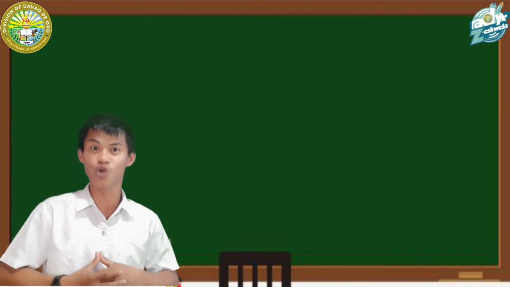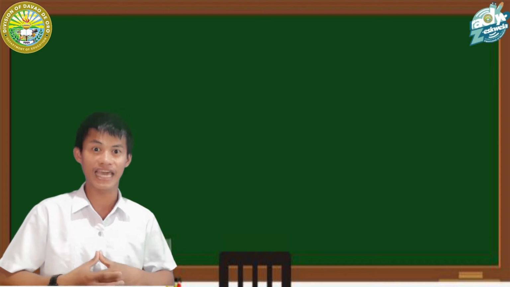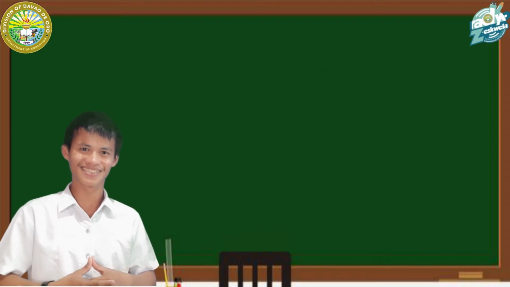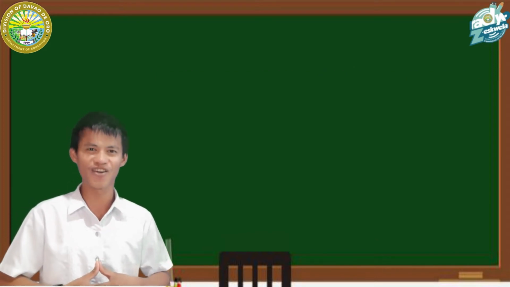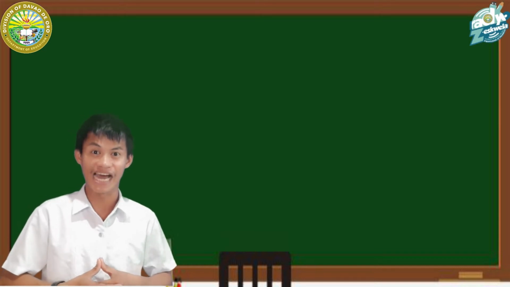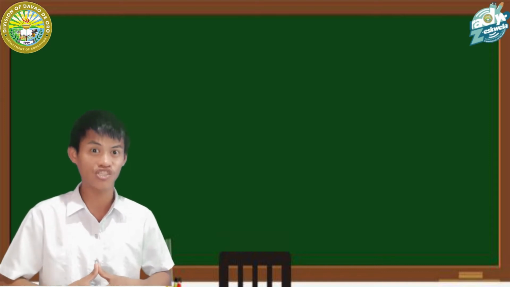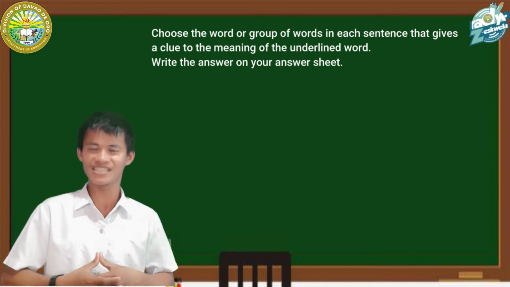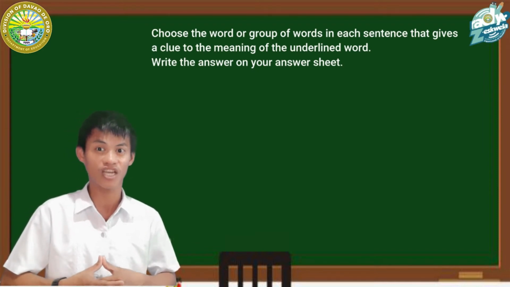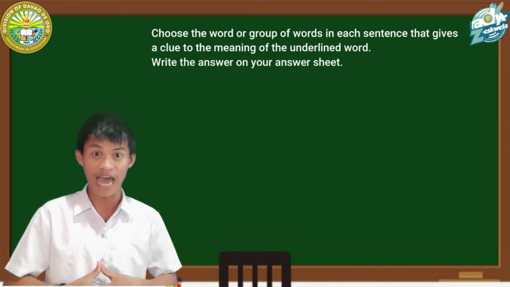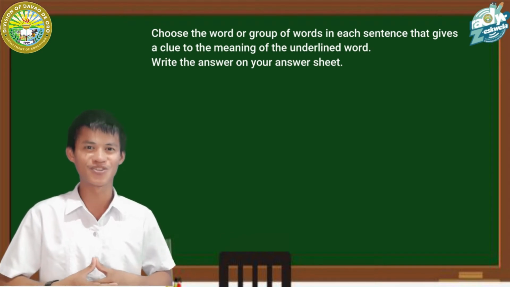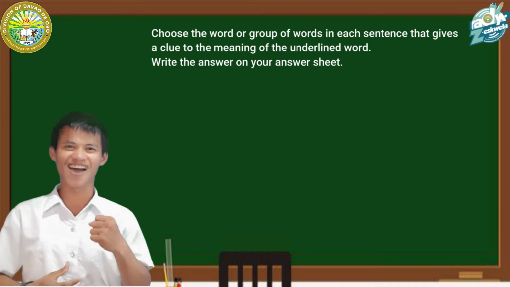To begin your learning journey, hold your module in English and please turn to page 1. Done? Very good. Here is your first task. I have prepared some questions that you will answer to measure how well you know the lesson. Choose the word or group of words in each sentence that gives a clue to the meaning of the underlined word. Write the answer on your answer sheet. Are you all ready? Let's start.